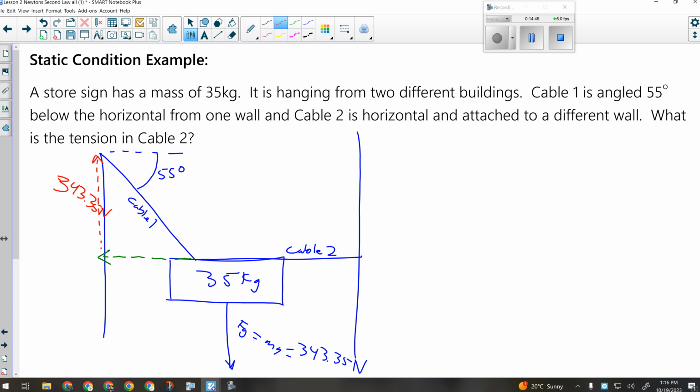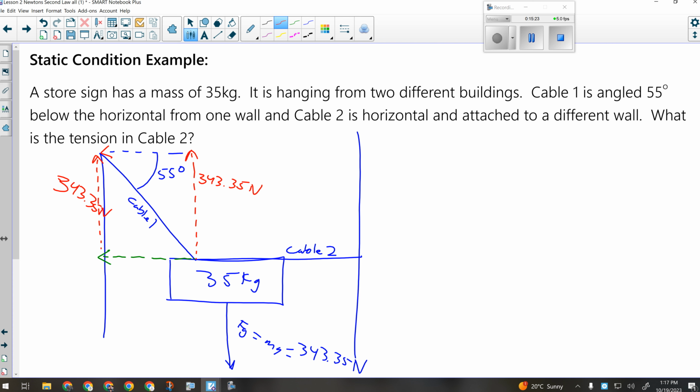Now the question wants me to find out how hard cable 2 is pulling. Can I find that now? Well, it seems to me that I've got a vertical force and a triangle that it's part of. I might just do this because that would allow me to use the 55-degree angle that I have over here. Now that I've got that 55-degree angle, if I find this horizontal component here, that's going to be equal but opposite to cable B, or cable 2, sorry.